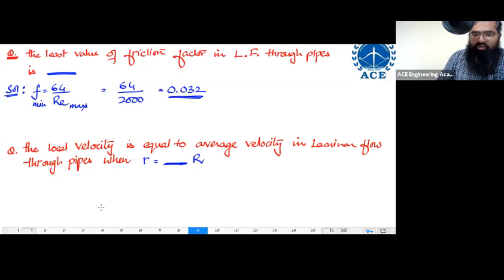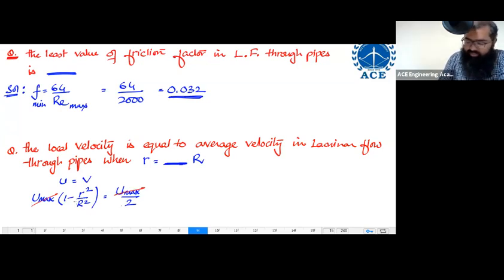Now r is equal to how many times capital R? He's saying local velocity is equal to average velocity. Local velocity is u, average velocity is V. Local velocity was equal to u maximum multiplied by 1 minus r square upon capital R square. Average velocity was equal to u maximum divided by 2. Now cancel u maximum from these two things.